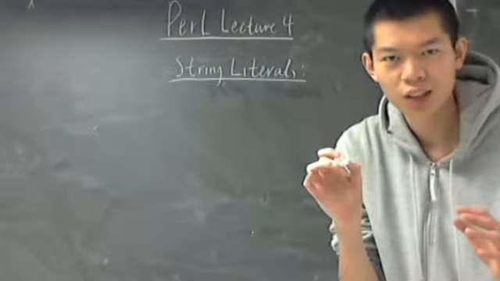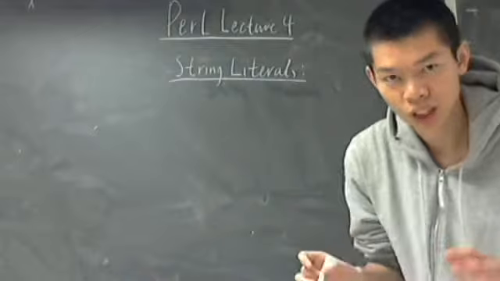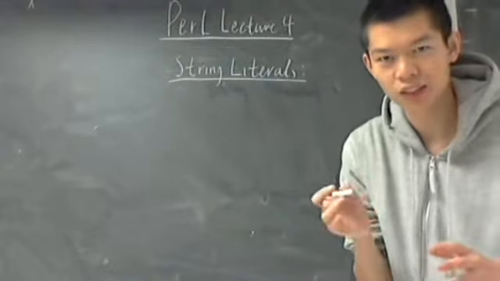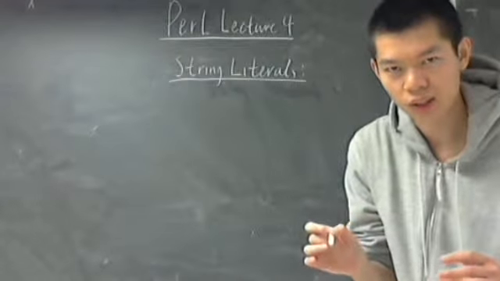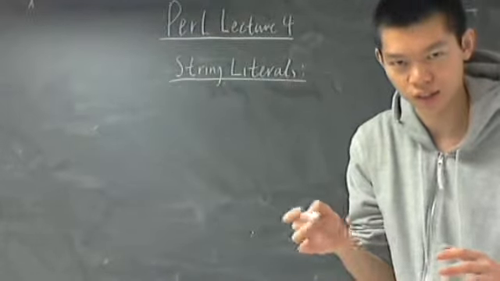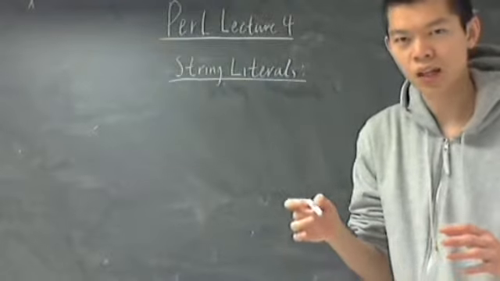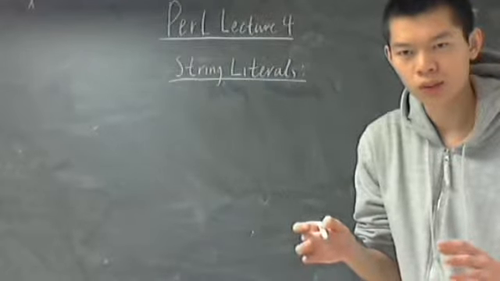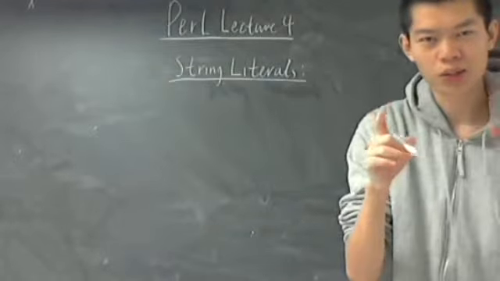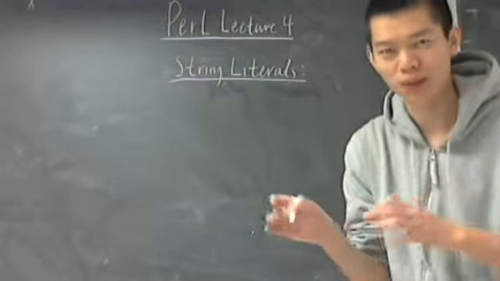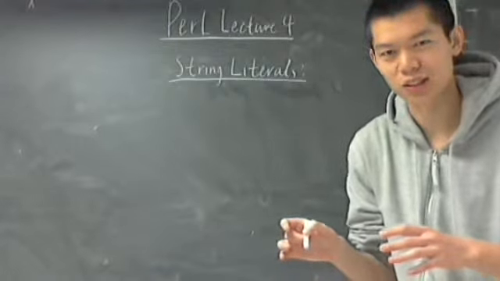Okay, so hi guys. We just talked about numeric literals. Now let's talk about string literals. Remember what a string is, right? A string is a sequence of characters. So how does Perl know whether something is a string or not? Well, you put something around quotes, and then Perl will know whether something is a string or not.